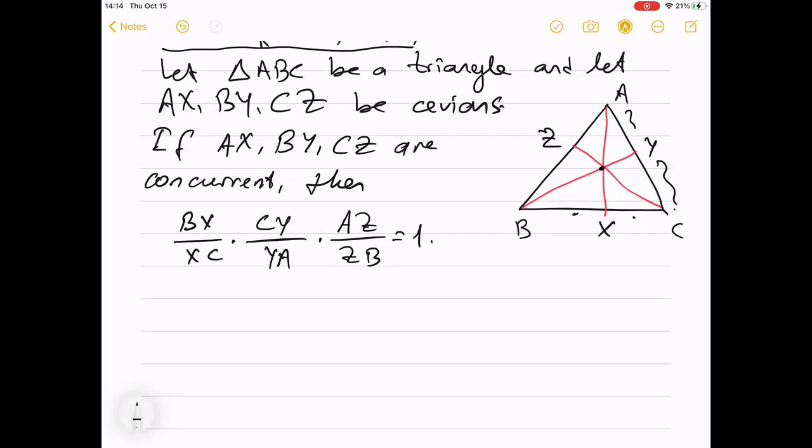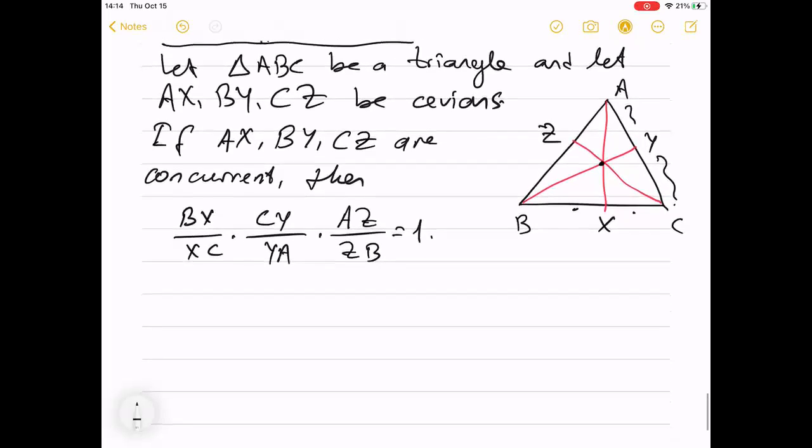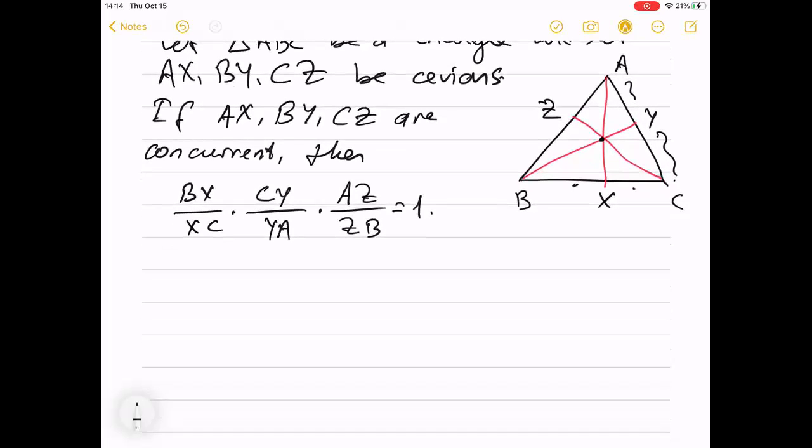Did you know this before? Did anybody know this theorem? Have you seen this before? I didn't know. But it has a nice proof.